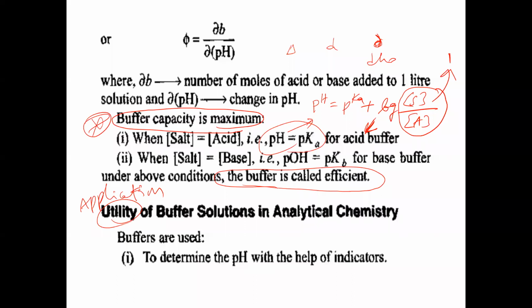So in analytical chemistry, buffer solutions can be used. Your first point: buffer solutions are used to determine pH with the help of indicators. With the help of some indicators, we can calculate the pH of the given solution. The pH of blood and the pH of urine can all be determined by using some suitable indicators, which we are going to discuss.